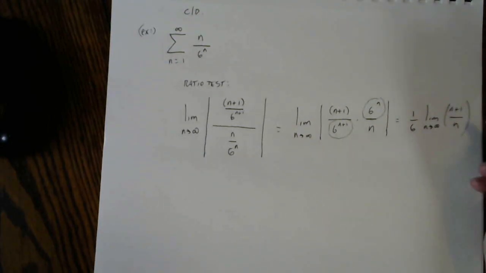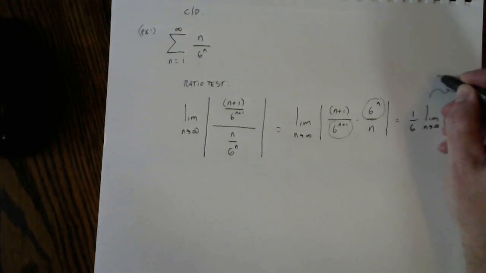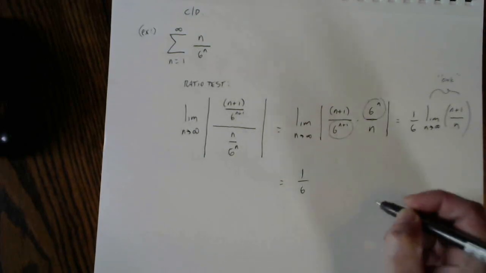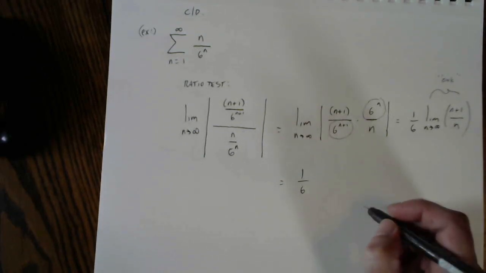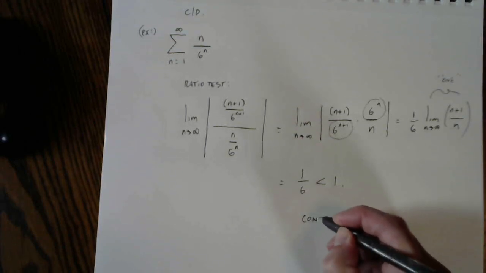What is this limit? Well, again, comparing powers of n, they're both power 1, they're the same, leading coefficients 1 to 1, so this limit is 1. So the result of the calculation is 1/6, clearly less than 1, converges.